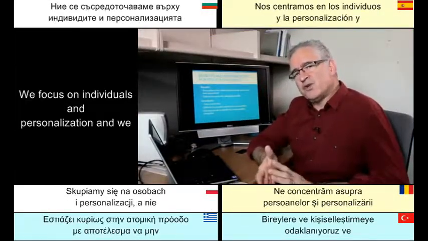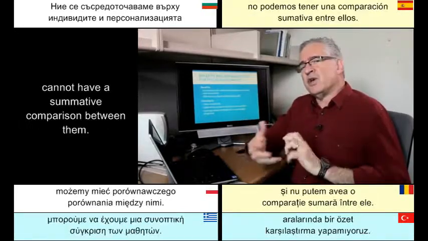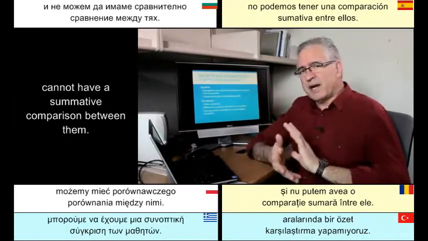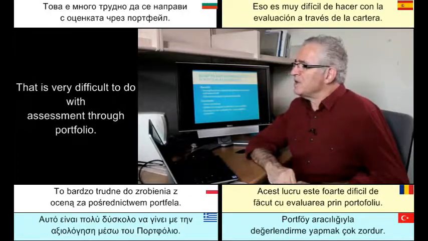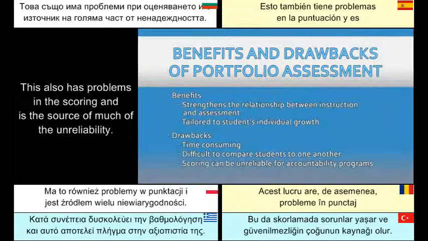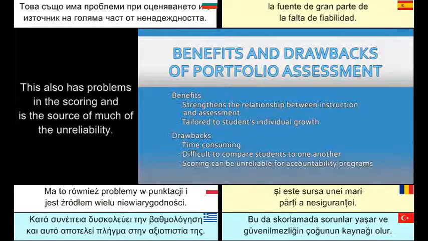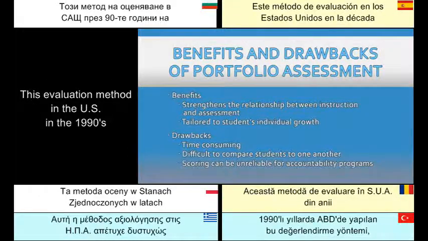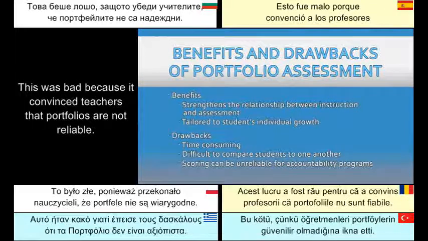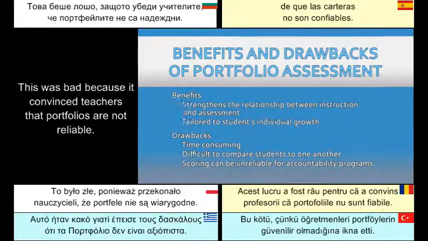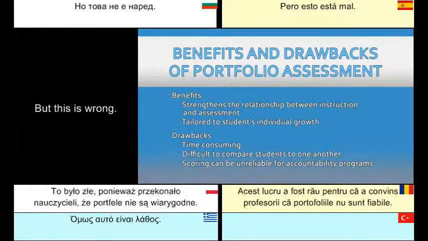You're so focused on individual growth and personalization that you really don't know if you need to compare students in a summative sense with each other. It's very difficult to do with portfolio assessment. This also causes issues in scoring and is the source of much of the unreliability. The large-scale portfolio assessment projects in the U.S. in the 1990s failed miserably because of these issues. This was unfortunate because it convinced many teachers that portfolios are too unreliable for classroom use, and that's just not the case.